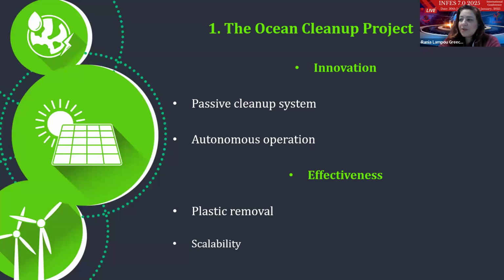So what is the innovation here? The technology uses a system of floating barriers, also known as interceptors, to passively collect the plastic debris. So the system relies on natural ocean currents to concentrate plastics, which are then gathered by a larger U-shaped net, and the collected plastic is brought to the surface where it is removed and brought to shore for recycling. And of course, it's about autonomous operation. The effectiveness is related with plastic removal with scalability.